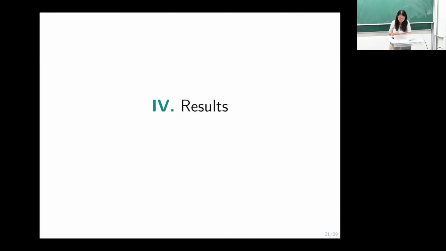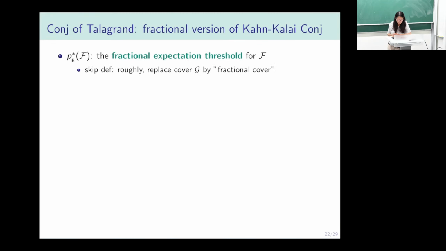Okay. Let me move on to our results. So the first result is not the Kahn-Kalai conjecture itself, but this is called the fractional version of the Kahn-Kalai conjecture. In this statement, we use P star E, which is called the fractional expectation threshold for F. Let me skip the definition in this talk, but very roughly speaking, the fractional expectation threshold means we replace the cover G by the fractional cover. So G can be viewed as a 0,1 function, which is defined on 2 to the X, and we just replace this 0,1 function by a real valued function.